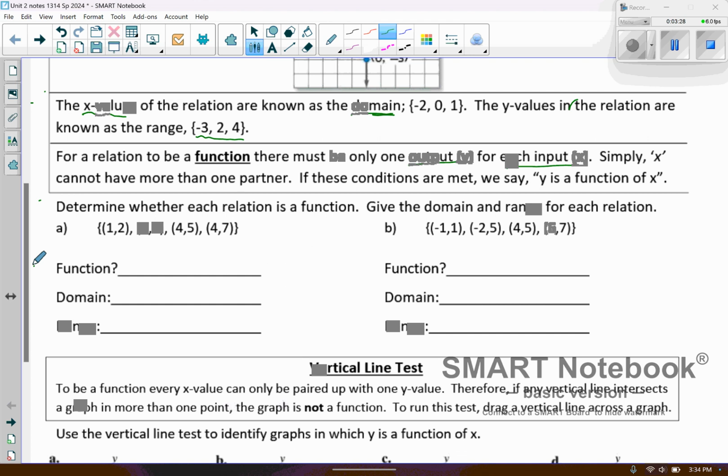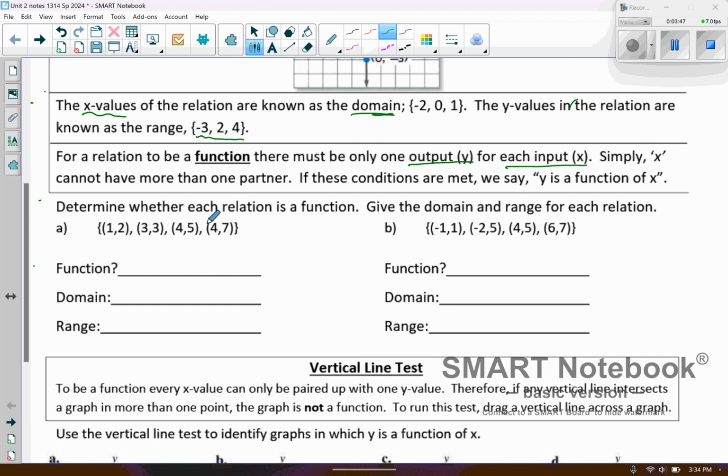So right here, let's see. My input is the x value and the output is the y value. So when I input a 1 for x, I get a 2. If I input a 3, I get a 3 back. If I put a 4, I get a 5. If I put a 4, I get a 7. Okay, there lies my problem.